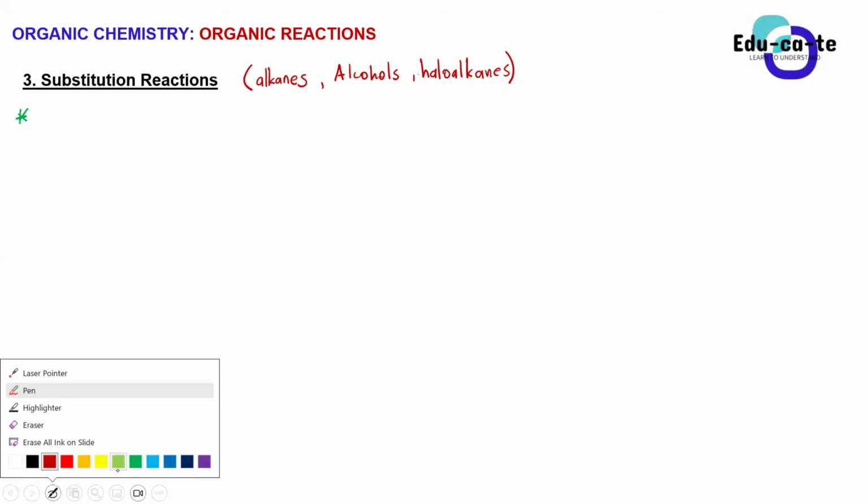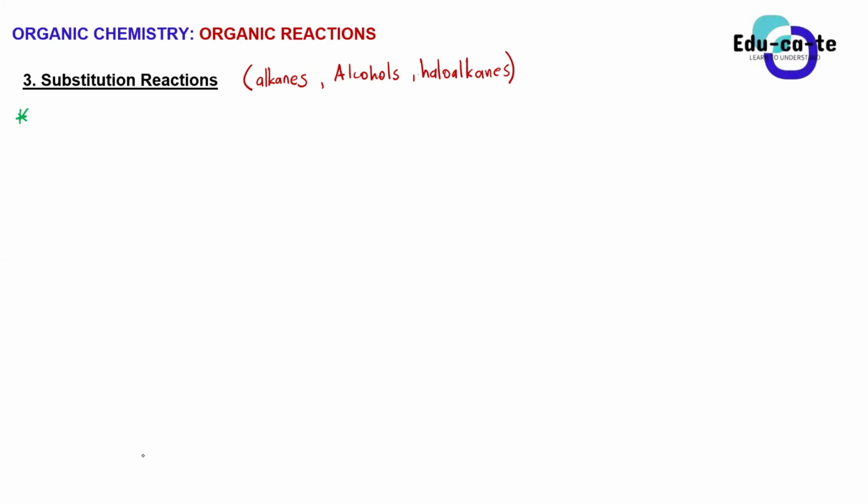Okay, so in a substitution reaction, we are just exchanging two substances. So it's an exchange of two substances. How does that work? Let me say, for example, I have got something like this, Br and H.